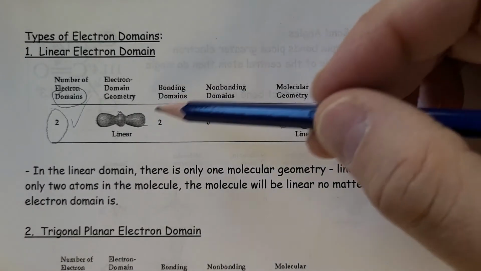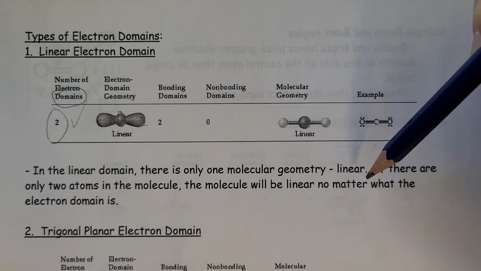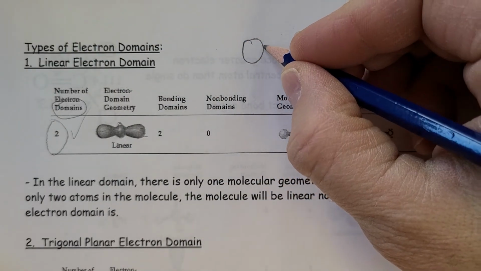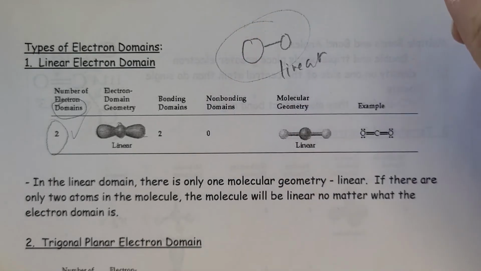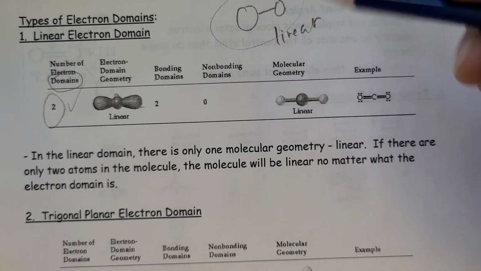2 domains makes up a linear shape. In the linear domain, there is only 1 molecular geometry, and that's linear. If we just had 1 domain around that central atom, that is also considered linear. But in that case, of course, we don't look at a central atom. We just look at 2 things simply bonded together.